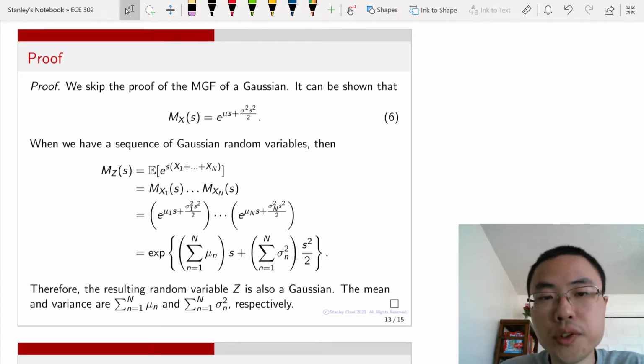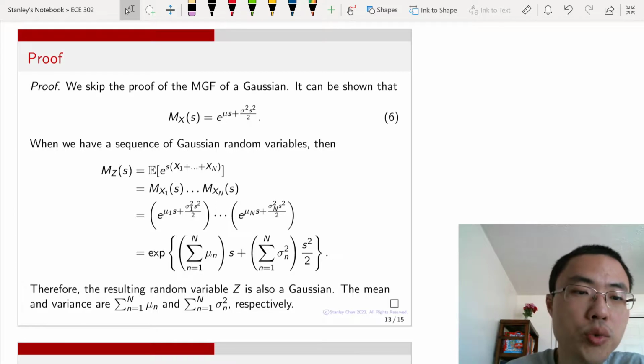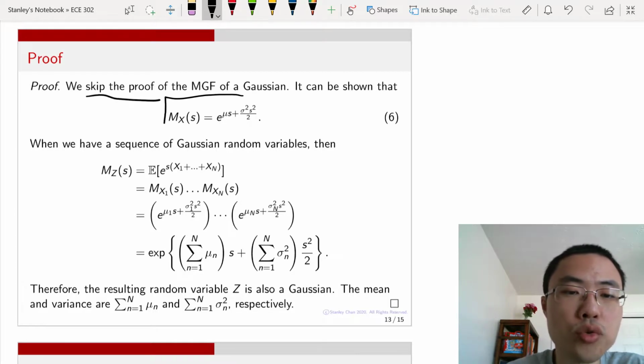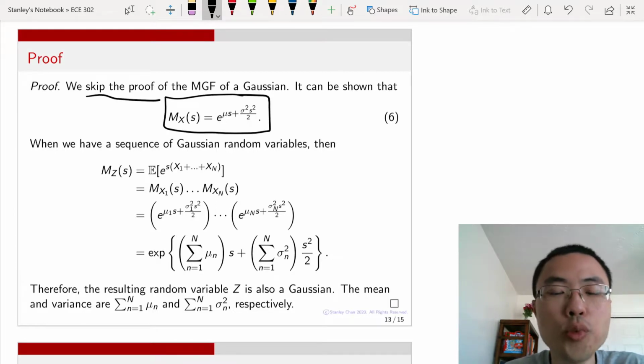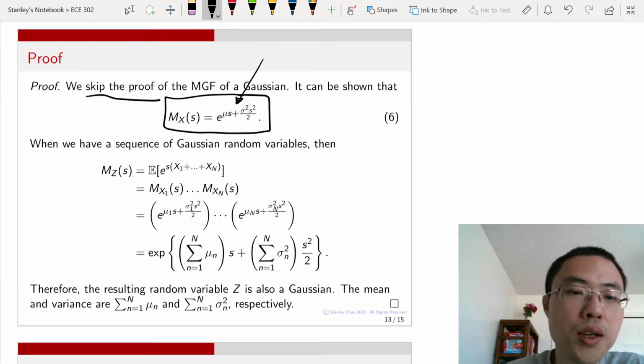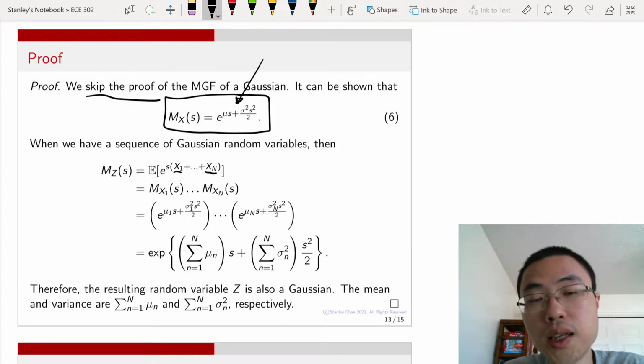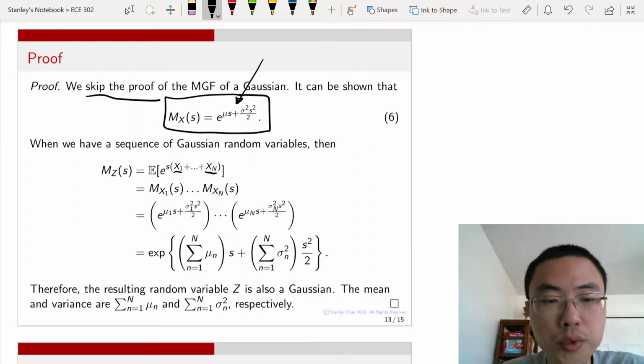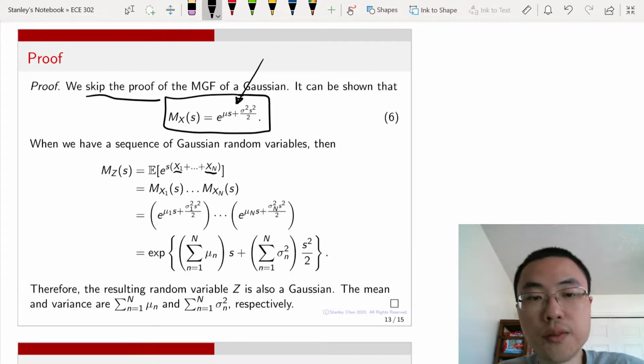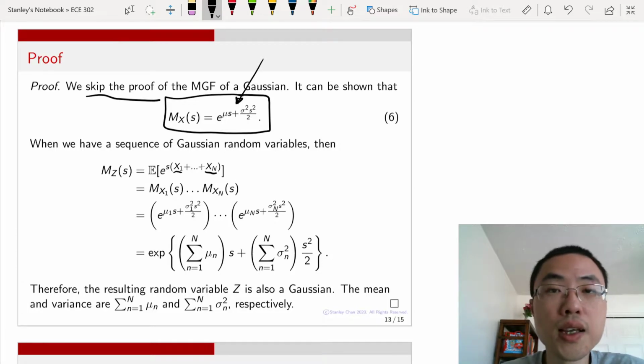The proof of this result relies on first finding out the moment generating function of a Gaussian, which we will skip the proof, and I will encourage you to do this by yourself. The moment generating function of a Gaussian is given by this formula for any mu and any sigma. If you have a sequence of Gaussian random variables, all these x1 through xn, even though they have different mean and different variance, since they are independent, this result can still apply.